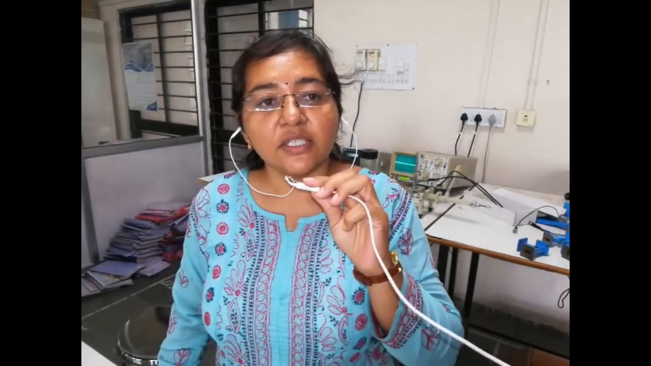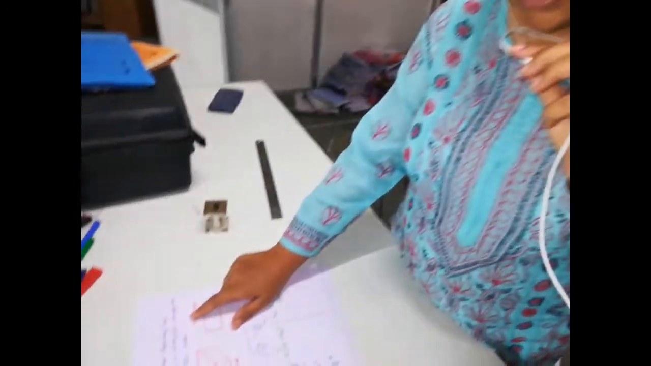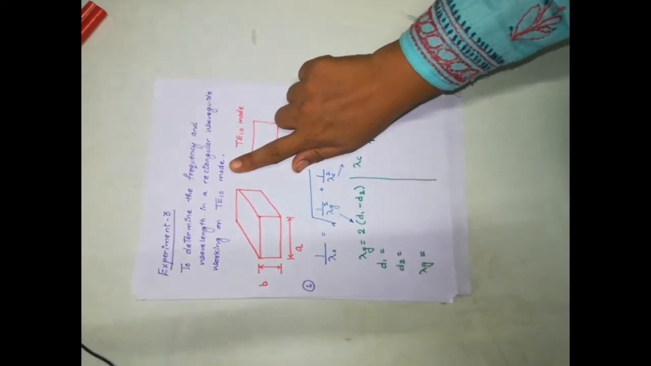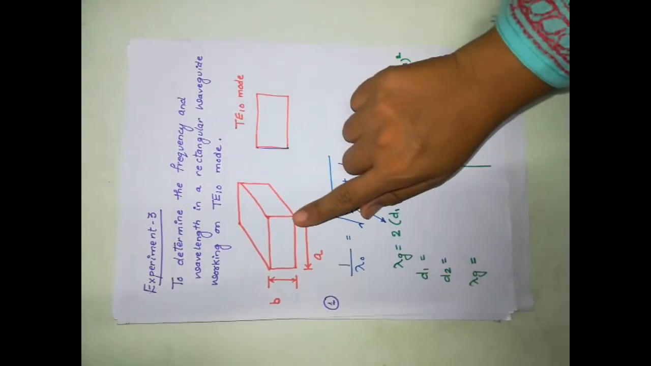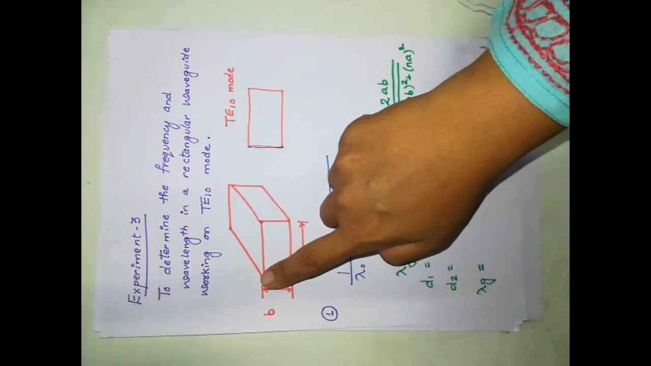Hello, today we are going to perform experiment number 3, that is to determine the frequency and wavelength in rectangular waveguide working on TE10 mode. So we know about rectangular waveguide. This is its broader dimension and this is its narrower dimension.